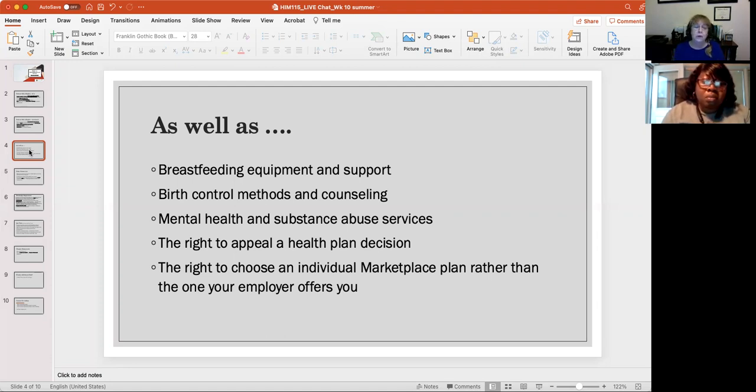And you also, lastly, have the right to choose an individual marketplace plan rather than the one your employer offers you. So you got to remember, you have choices. You can say no thanks to your employer. I don't like that plan, and go over here.